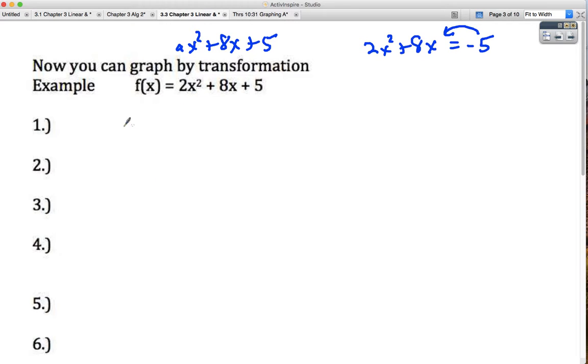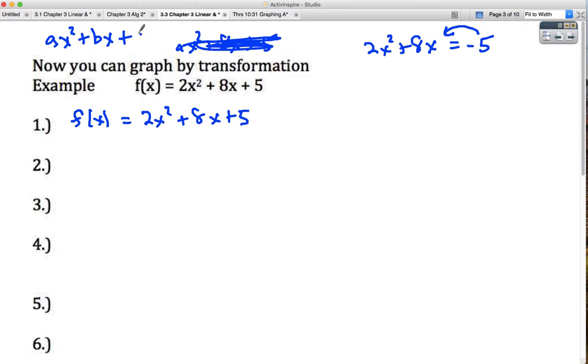So let's go ahead and start. This is already in standard form, so this is f of x equals 2x squared plus 8x plus 5. The next thing we do, if you look back on the previous page, is we move the c value. This is standard form, ax squared plus bx plus c. We move the c value to the other side. So what I'm going to do is what I did up here: 2x squared plus 8x equals negative 5.